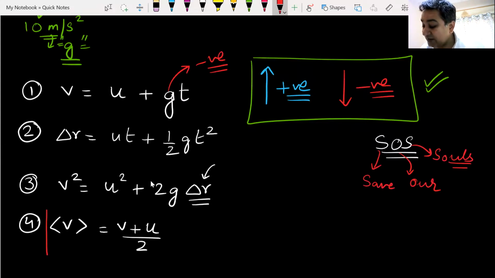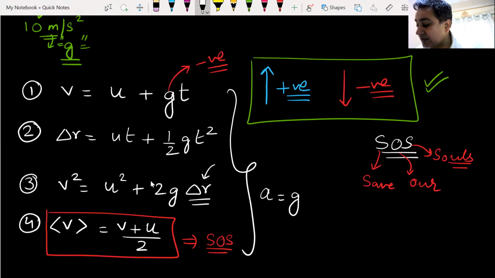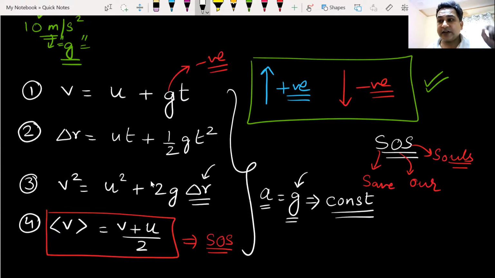This equation is SOS actually. This will save your souls when you are stuck. This equation will help you out. That is why I'm insisting on this equation. Remember, these equations are only valid because acceleration, which is G, is taken as a constant. Am I clear with this concept that since acceleration, which is G, is a constant, we can write these four equations as equations of motion?